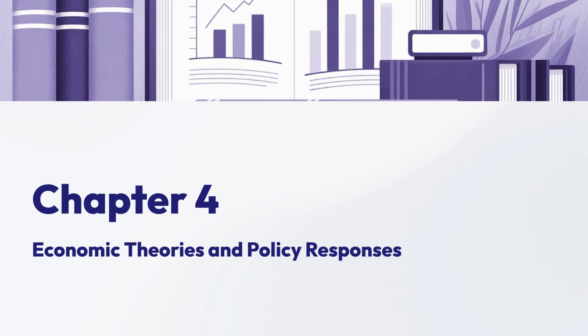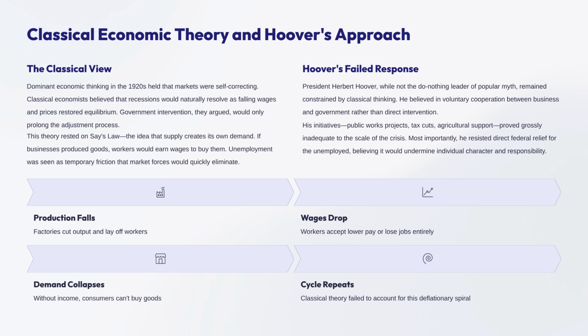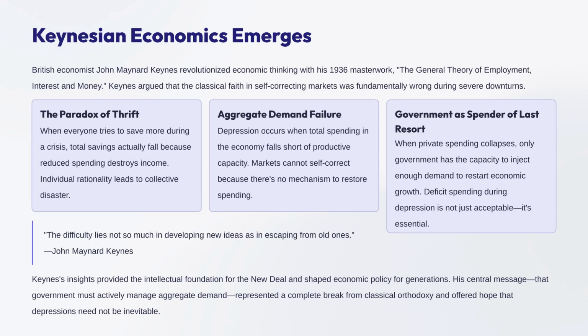Chapter 4 examines the competing economic theories and policy responses of the era. Classical economic theory, dominant at the time, held that markets were self-correcting and government intervention would only prolong the crisis. President Hoover, constrained by this thinking, relied on voluntary cooperation, and his efforts proved inadequate against the scale of the economic spiral. Keynesian economics emerged, rejecting the classical view.